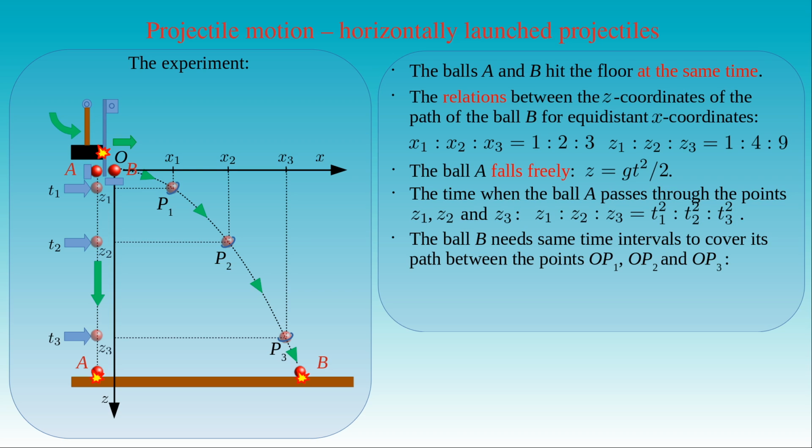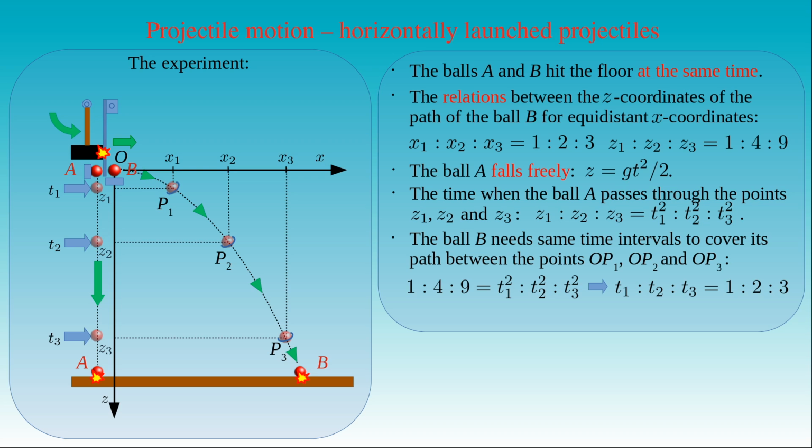But we have already seen that the ratios between the coordinates z1, z2, and z3 are given by 1, 4, and 9. That is, the ratios between t1 squared, t2 squared, and t3 squared are equal to the ratios between 1, 4, and 9. This means that the ratios between t1, t2, and t3 are equal to the ratios between 1, 2, and 3. As we have stated, the ball B covers the paths between the points O and P1, O and P2, and O and P3 during these time intervals. That is, it covers the vertical distances x1, x2, and x3 during the intervals t1, t2, and t3 respectively.